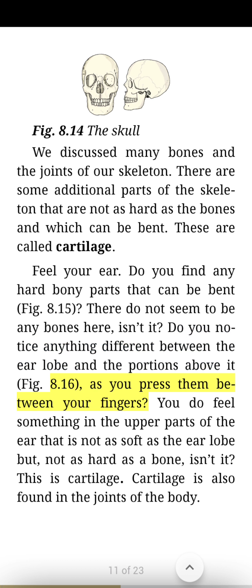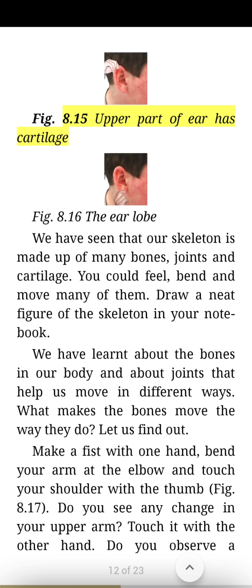Fig. 8.16. As you press them between your fingers, you do feel something in the upper parts of the ear that is not as soft as the earlobe but not as hard as a bone, isn't it? This is cartilage. Cartilage is also found in the joints of the body. Fig. 8.15. Upper part of ear has cartilage. Fig. 8.16. The earlobe. We have seen that our skeleton is made up of many bones, joints and cartilage.